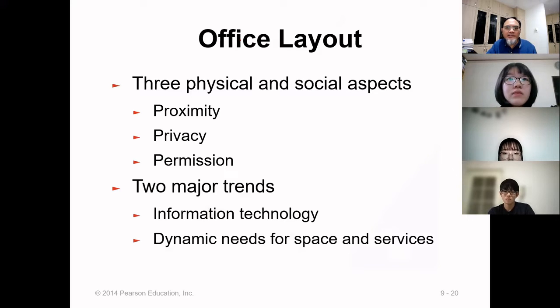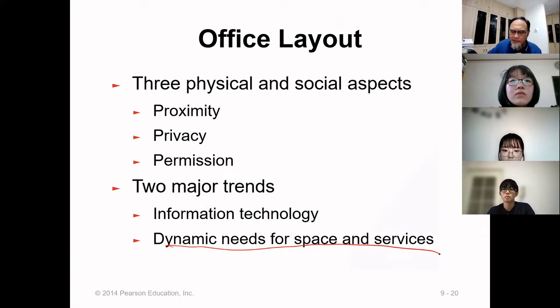Now, other things about office layout are the physical and social aspects of proximity, privacy, and permission, and the use of IT. And in the office, the spaces are all these. There is a dynamic need for space and services. Meaning, sometimes you need to actually move around and change.